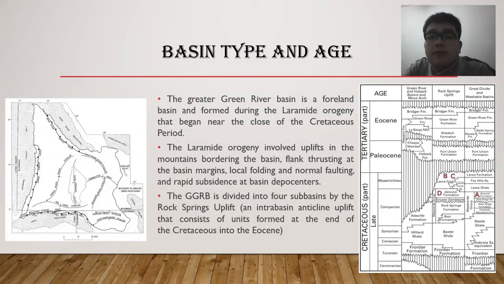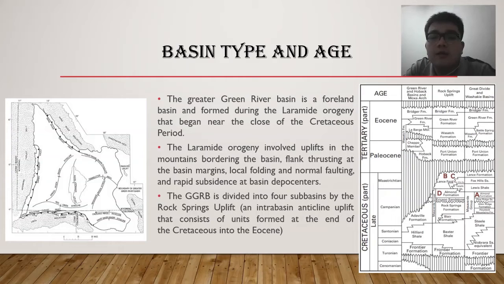Based on the structural picture and the correlation chart of the Greater Green River Basin, the basin is a foreland basin and formed during the Laramide orogeny that began near the close of the Cretaceous period. The Laramide orogeny involved uplift in the mountains bordering the basin, thrust faulting at the basin margin, local folding and normal faulting, and rapid subsidence and basin deposition.